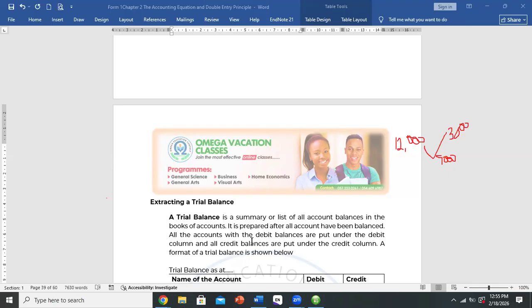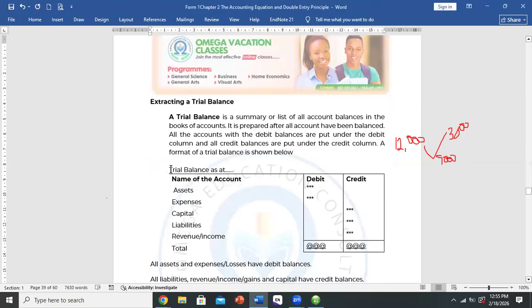So the format follows here. The title is trial balance as at, and then you put the date. The date will be given to you. It's normally at the end of the month. It's made up of 3 columns. The first column will take the name of the account, the second one will take the debit column, and the third one, the credit column.